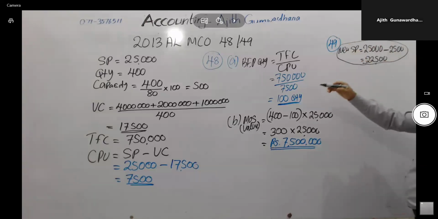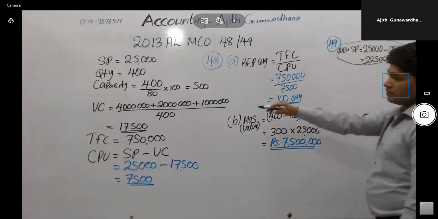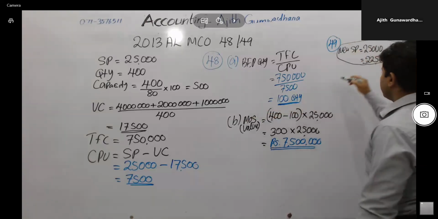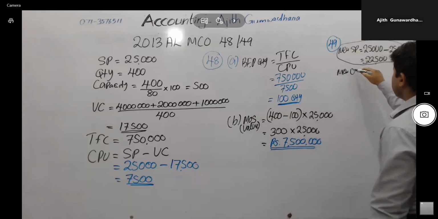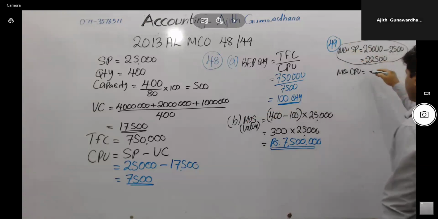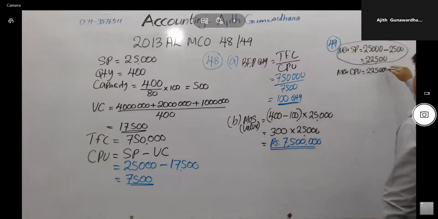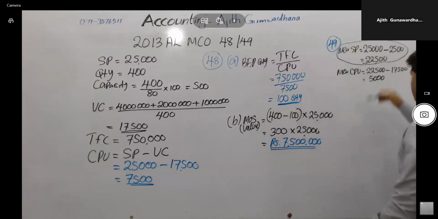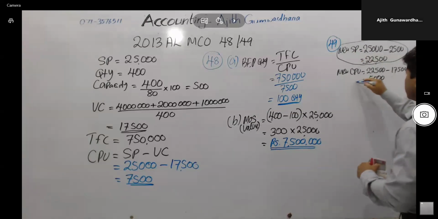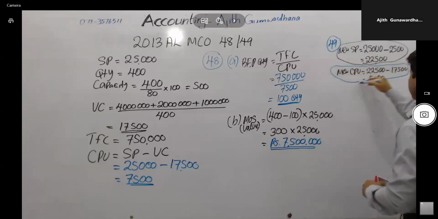And variable cost has not changed. It is 17,500. Therefore, can we calculate the new contribution per unit? New contribution per unit equals selling price 22,500 minus variable cost 17,500. Therefore, new contribution per unit equals rupees 5,000. This is the second part, new contribution per unit. This is needed for net profit.